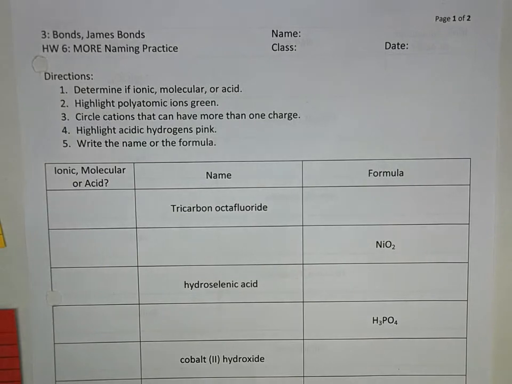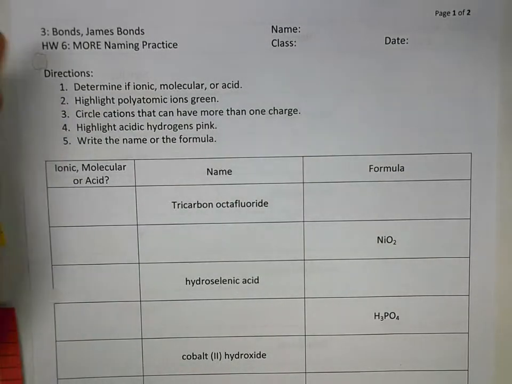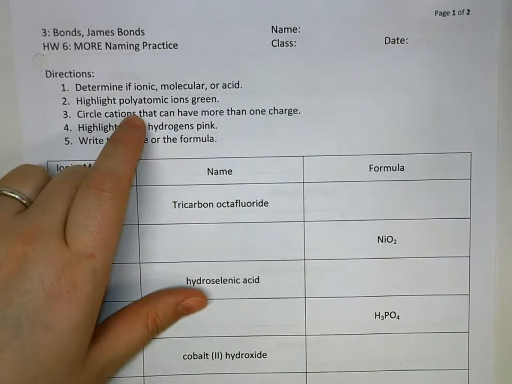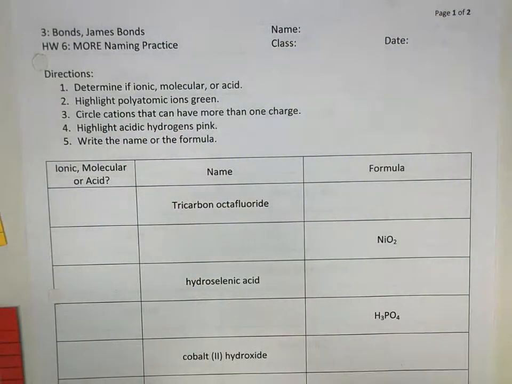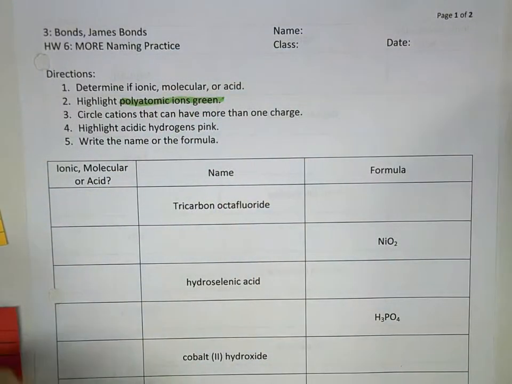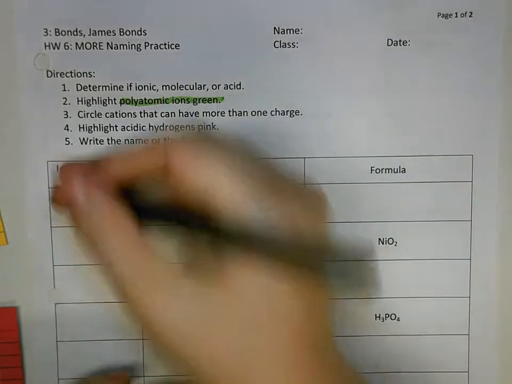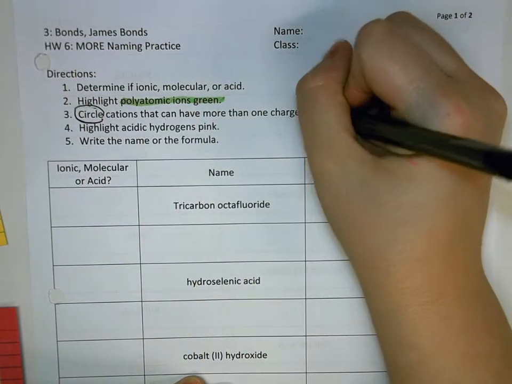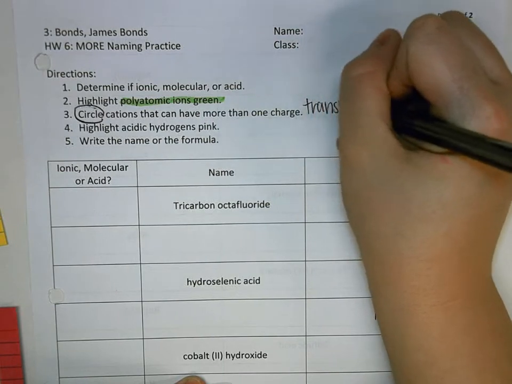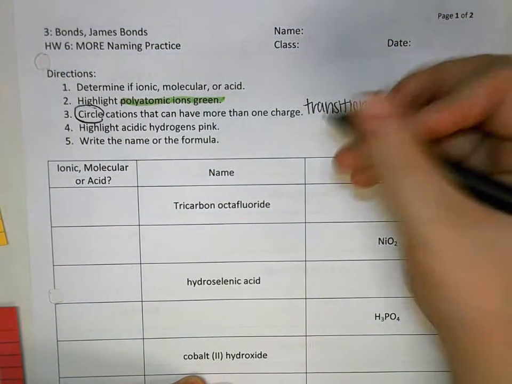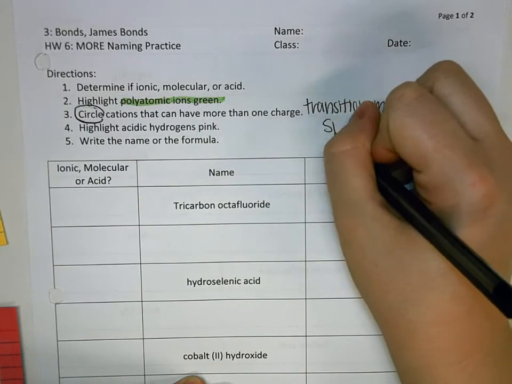Homework 6 is more naming practice. So first thing we got to do is figure out if it is ionic, molecular, or acid. Then I want you to highlight the polyatomic ions green and circle the cations that can have more than one charge. So these are, of course, going to be our transition metals. And also tin and lead.